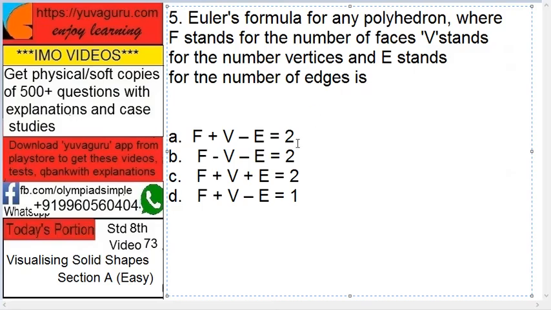Now this you will have to learn, mug up, because this is the answer. F plus V minus E equals 2. That is a very important formula. It is very much required in any polyhedron. So faces plus vertices minus edges equals 2.